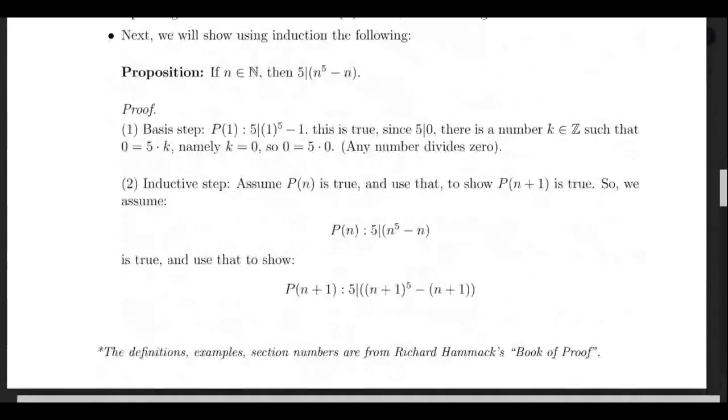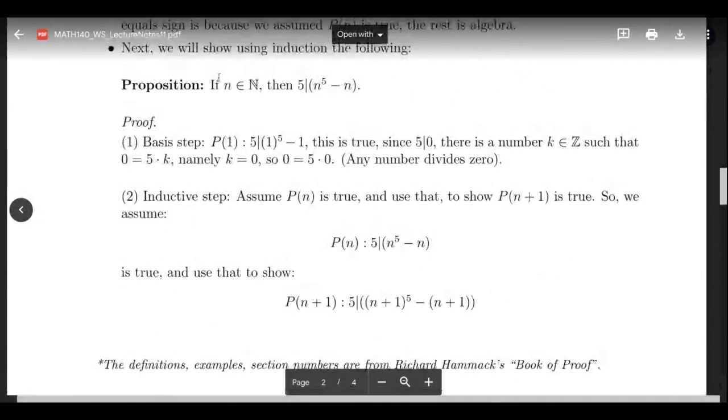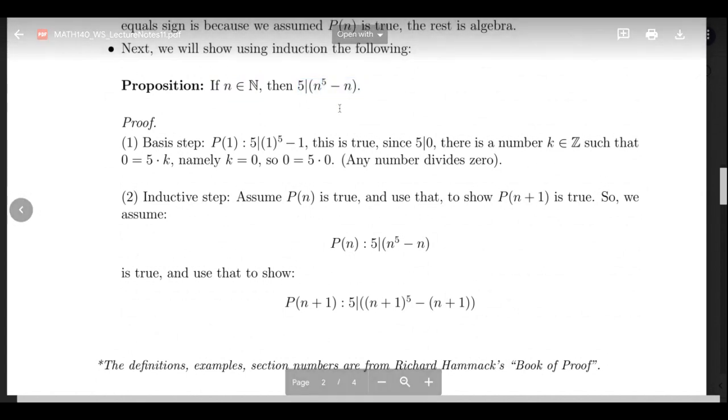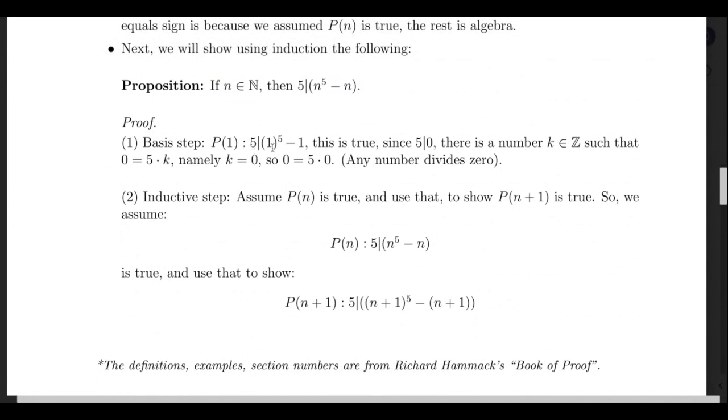Let's see the next proposition. Again, we assume n is a natural number. Then we want to show 5 divides n raised to 5 minus n. Let's try the first case, the basis step, P of 1. So 5 divides 1 raised to 5 minus 1. Well, 1 raised to 5 is 1, and 1 minus 1 is 0. 5 divides 0, right? That's true, because 0 divided by 5 is still 0.